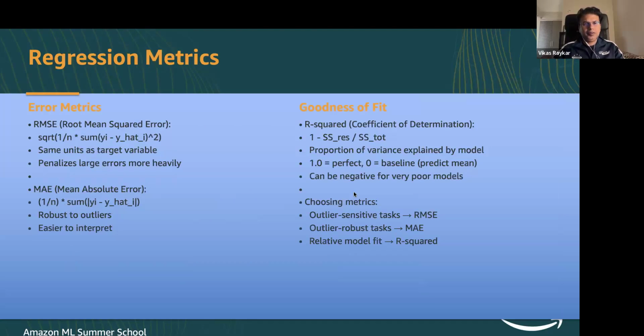Regression metrics are fairly straightforward. I think it's almost equivalent to the loss functions. The first one is the root mean squared error, which is the square root of the mean squared error. Second is the mean absolute error, where you take the mean of the absolute error. And there's also the goodness of fit, which is the R squared, which considers the proportion of the variance explained by the model.